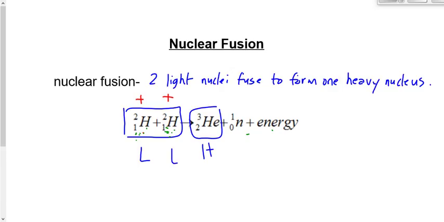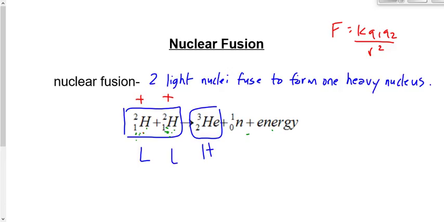In fact, if you look at Coulomb's law, as they get closer and closer and closer, the force of repulsion becomes bigger and bigger and bigger. It's really difficult to overcome that force of repulsion because it becomes exponentially large. Right, Cameron?